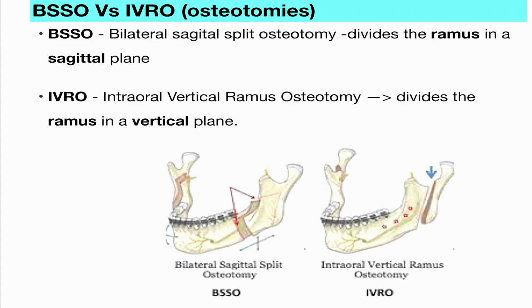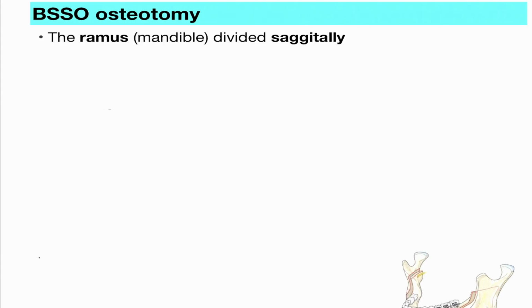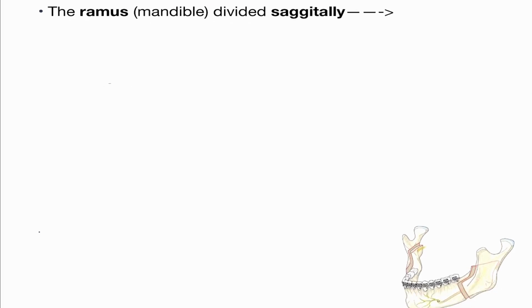Now, let's understand more clearly how the BSSO osteotomy is, and then we'll come later on to IVRO. This is the difference basically I want to tell you. In the BSSO osteotomy, the ramus, as I've told you, is divided sagittally. And then we have to understand how exactly sagittally. There is a horizontal osteotomy and there is a vertical osteotomy to get the entire sagittal split. Don't worry, you'll understand those in a very clear method.